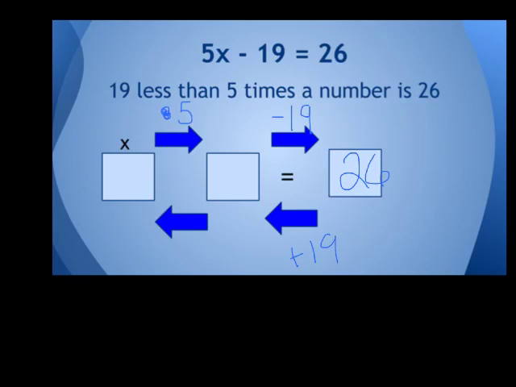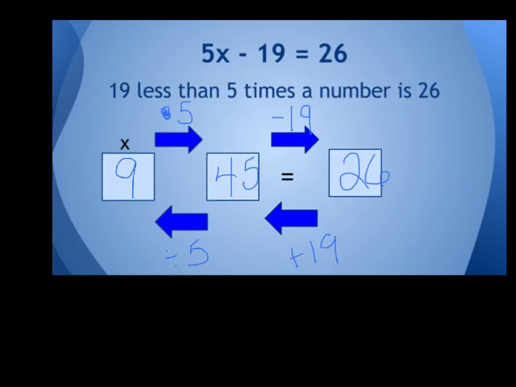26 plus 19 is going to be 45. This says that x times 5 is 45. To work backwards and figure out what x by itself is, we need to undo times 5. The inverse of multiplication is division, so I'm going to undo times 5 with divided by 5. 45 divided by 5 is 9.